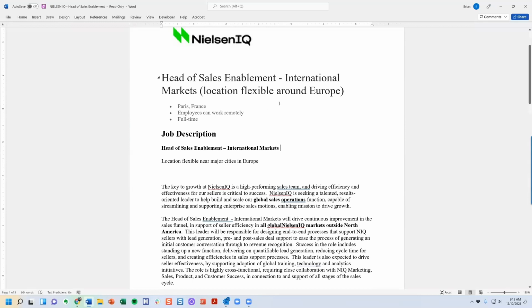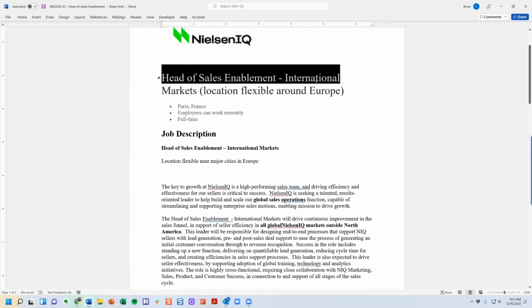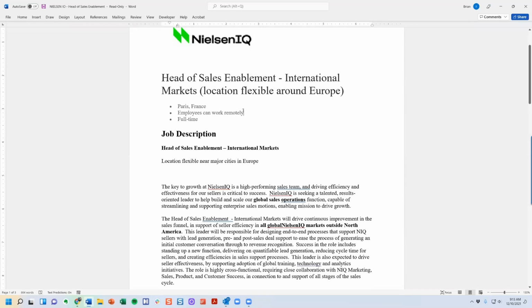So this position is an international position. So it's a head of enablement in an international market. Some assumptions that I can make based on that: this is a leader role, but I've also seen in international markets that it's also an individual contributor role. So this is probably going to be a position where the person hired is leading one or two people maybe, but they're also a player. They're also a contributor.